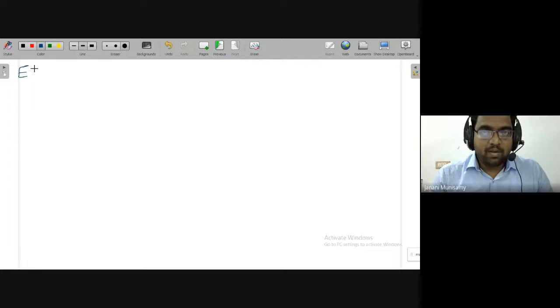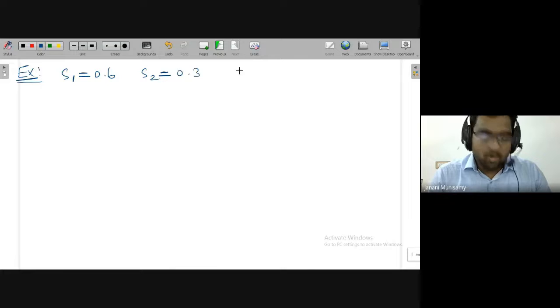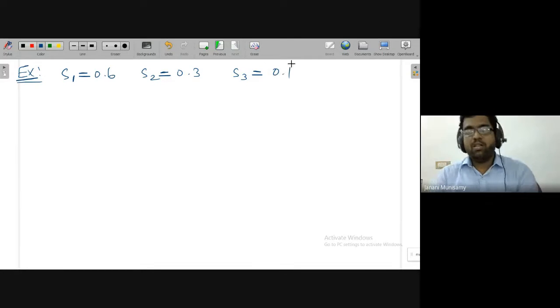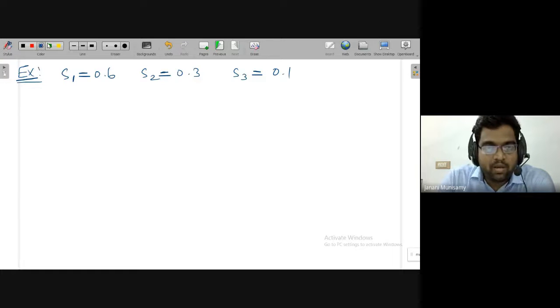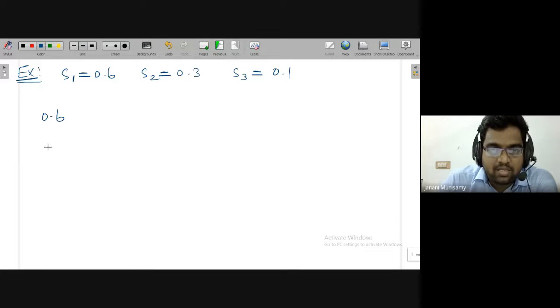So example, now I am taking three symbols, say symbol 1 with the probability of 0.6, symbol 2 with the probability of 0.3, symbol 3 with the probability of 0.1. Then if you add all the probabilities, they must provide 1. Then put the symbols in the decreasing order, say 0.6 is the highest, then 0.3, then 0.1.